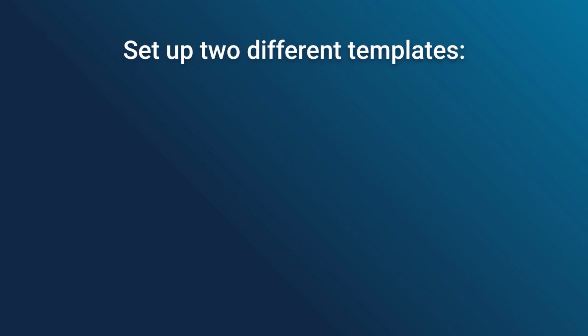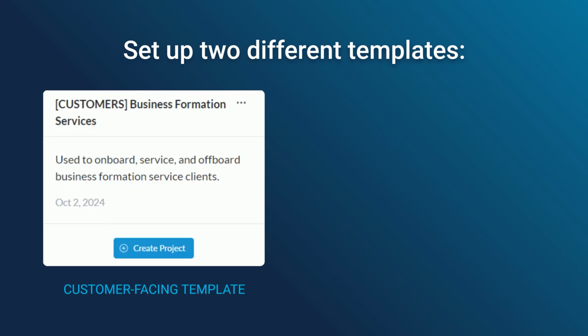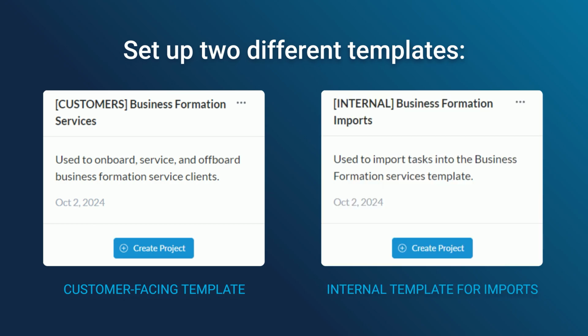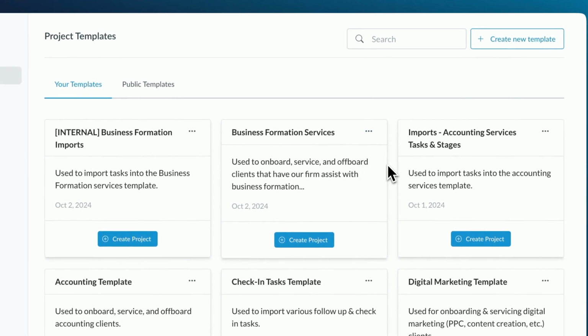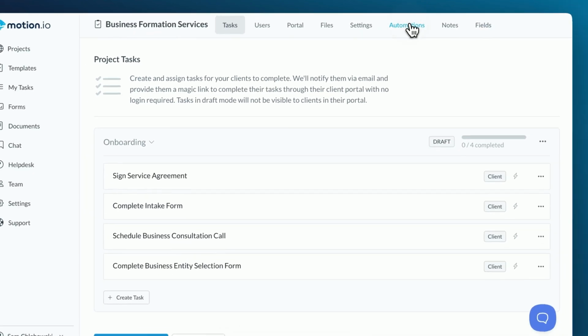The big advantage of setting things up this way is that if your business offers 3, 4, or even 5 different types of services, you still only need to set up 2 unique templates, one that is client-facing and another you can use to import various tasks or stages depending on the specifics of each project. So now to show you how all of this ties together, I'm gonna hop back into my customer-facing template and open up the automations page.